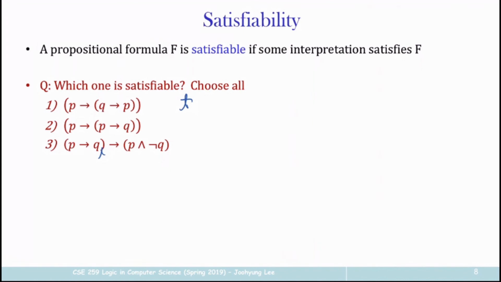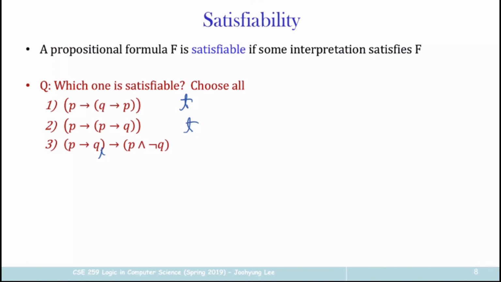You can actually choose, say, P and Q to be true, right? True implies true is true, true implies true is true, so the whole thing is true. That's yet another way. And similarly, the second one is also satisfiable, because if you apply true to P and Q, that's also the case.